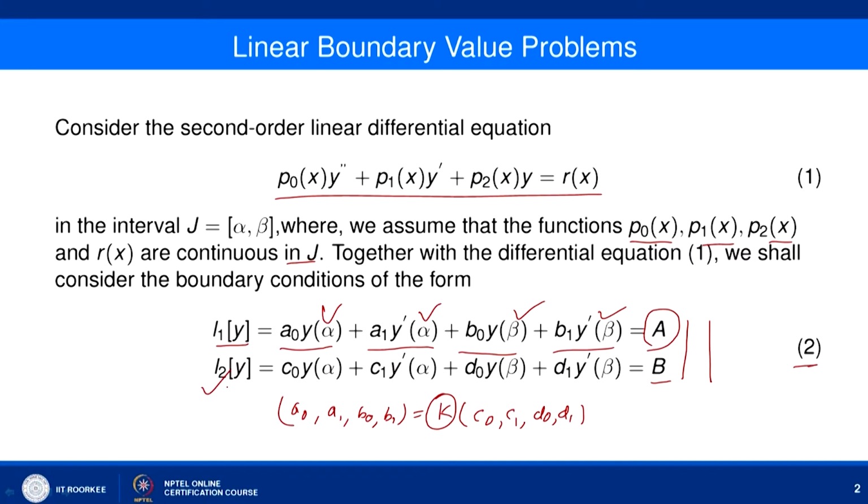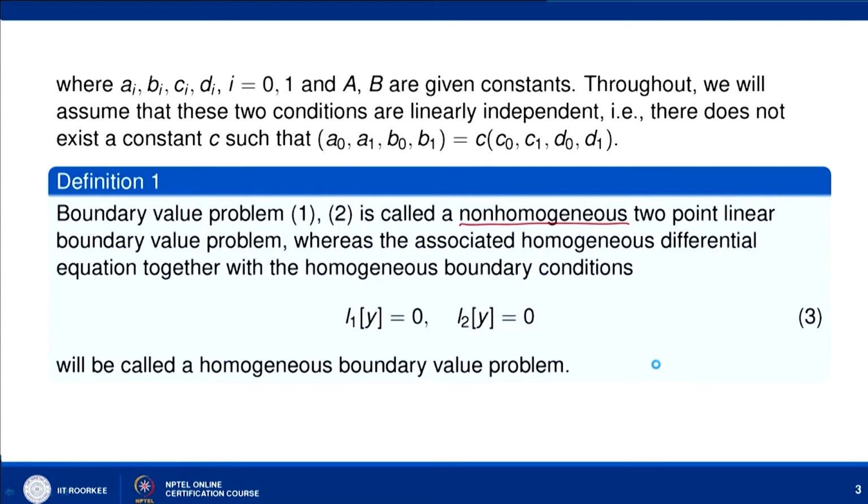Now, we define the non-homogeneous equation and non-homogeneous boundary condition. If this R x is non-zero in the whole interval, then we call it a non-homogeneous differential equation, and if A and B are non-zero real constants, then we call these boundary conditions non-homogeneous boundary conditions. So, if we consider a non-homogeneous differential equation with non-homogeneous boundary conditions, we call this a non-homogeneous 2-point linear boundary value problem.